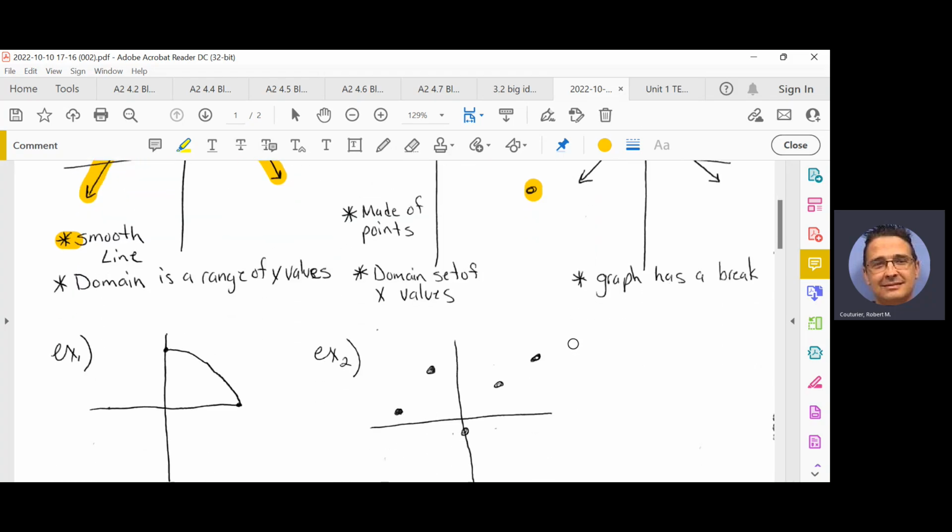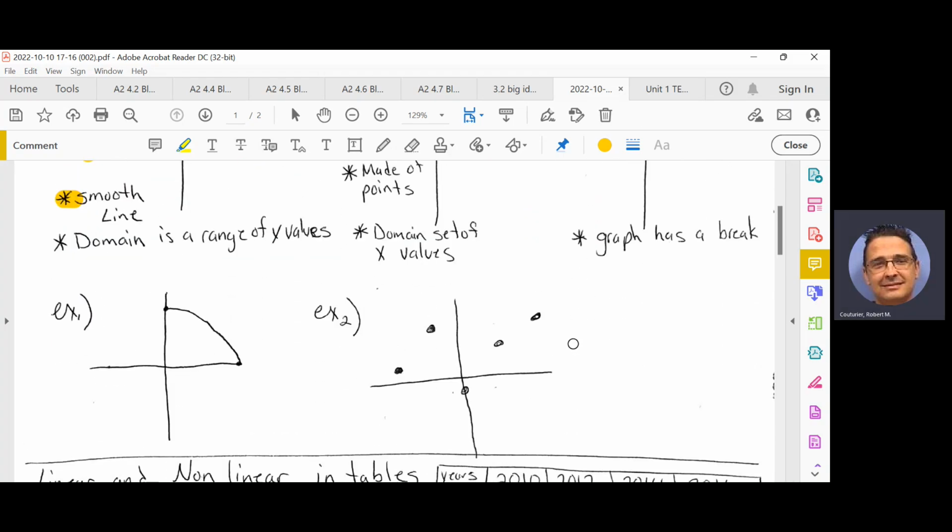Let's see our examples and see how this starts to go. They want us to look at this particular graph and say, okay, is this graph continuous or discrete? So if you put your pencil on one side and you start to trace the value over, it is a nice smooth line.